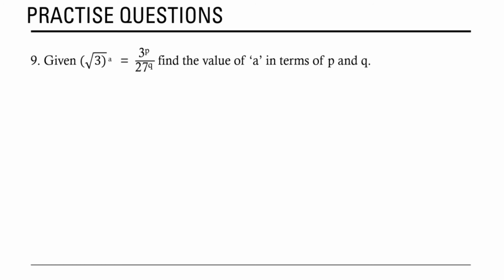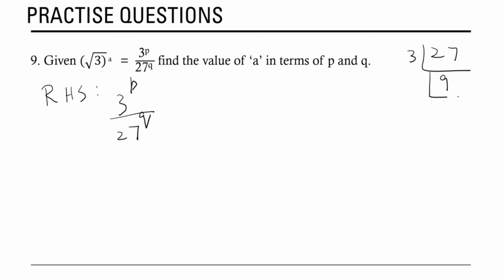So here, let us take the right hand side. The right hand side is 3 raised to P divided by 27 raised to Q. Now I am factorizing 27, dividing it by 3, getting 9. Again dividing it by 3, I am getting 3, again 3, 1. So the value of 27 is 3 cube.